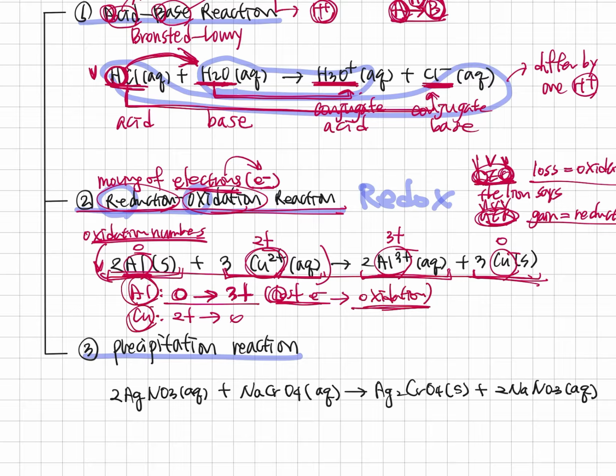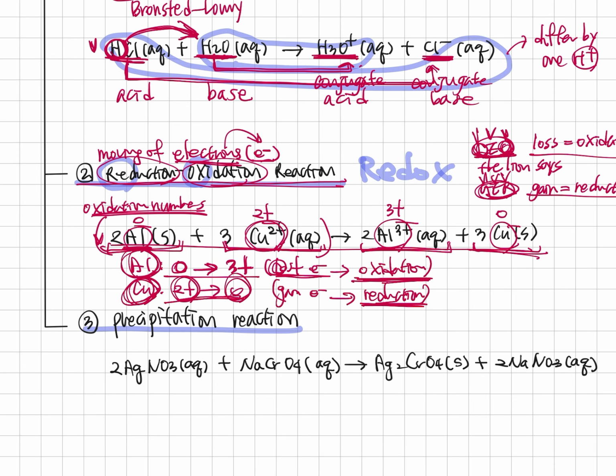And for the Cu, we can see that it actually gained electrons because it went from a positive number to 0. And in this case, a reduction has happened. So aluminium has oxidized and Cu has reduced.